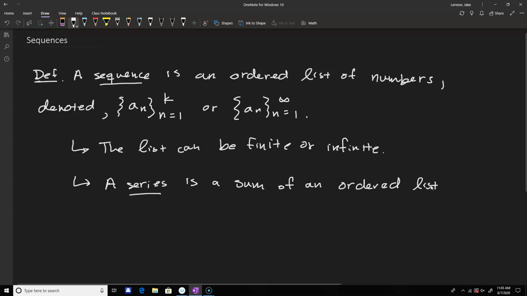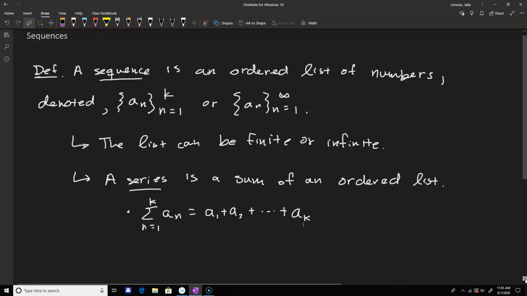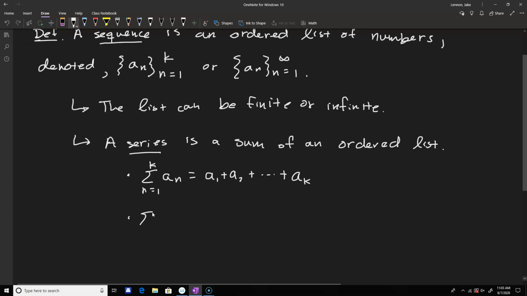Again, we'll use the capital sigma notation to talk about that sum. Say if we had a finite list, we could look at the sum from n equals 1 to k of a sub n. And this would just be a sub 1 plus a sub 2, and all the way until you get to that last value, a sub k. And if it were infinite, the sum would just go on and on and on. So this sum would continue ad infinitum.